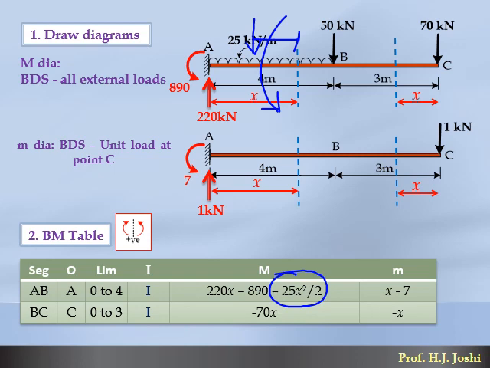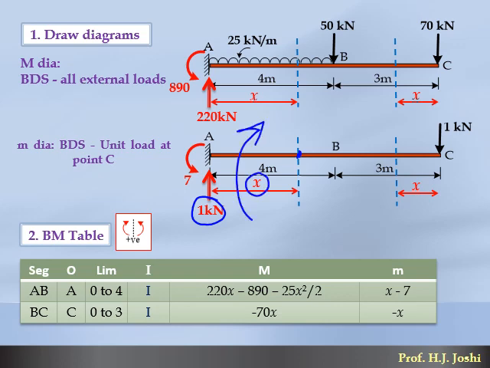Now considering the small m diagram, this is the section. We have to take moment at this particular point. Force into distance creates sagging, so 1 into x is positive. So only x is written here. Then this is the moment, but it is going in hogging shape like this, so minus 7 is written here. Like this, for segment AB, considering the M diagram and the small m diagram, we have prepared row number 1.